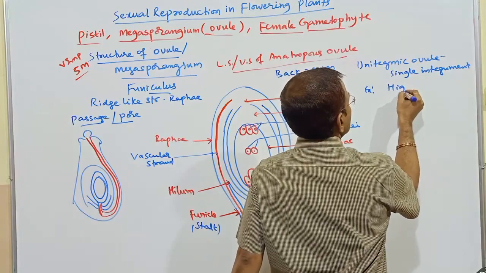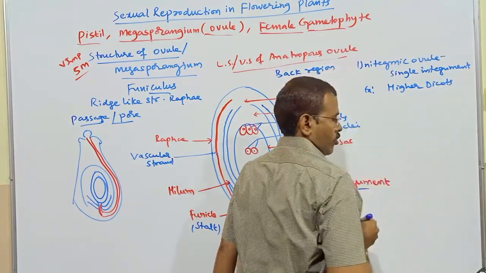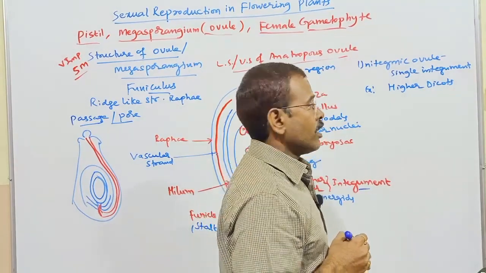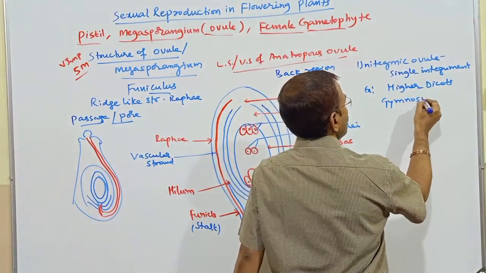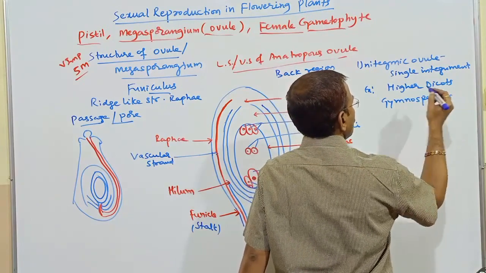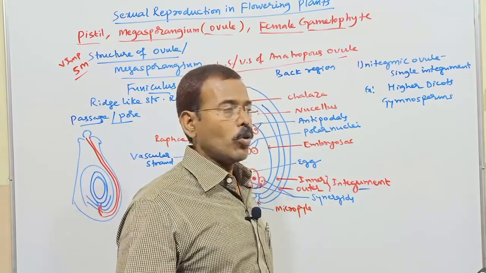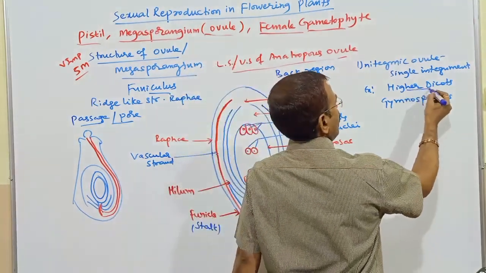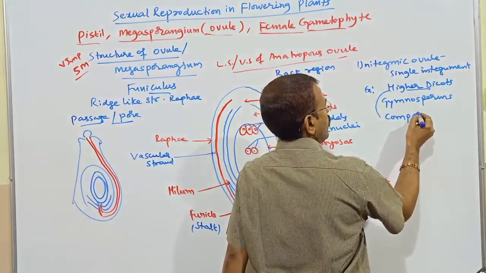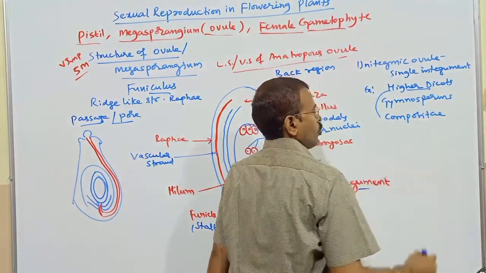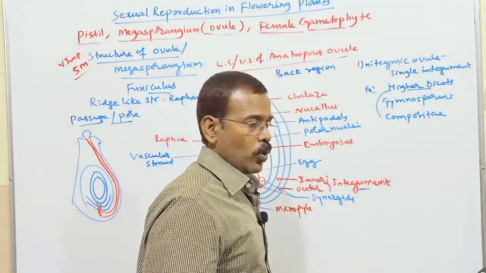Examples: higher dicots and gymnosperms. Gymnosperms have a single integument in the ovule. Among higher dicots, the Compositae family, the sunflower family, have unitegmic ovules.